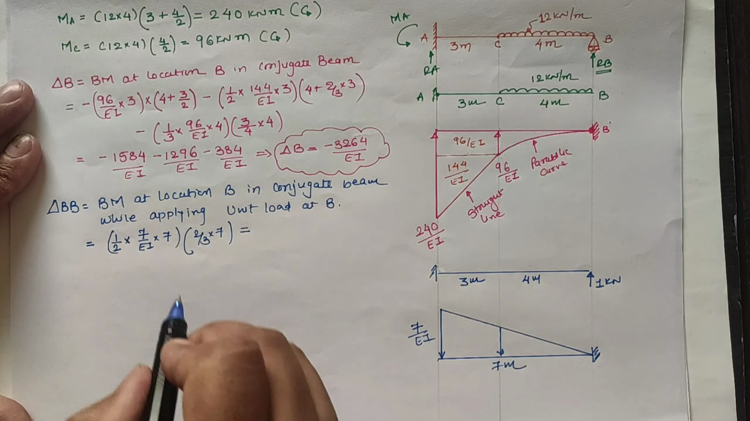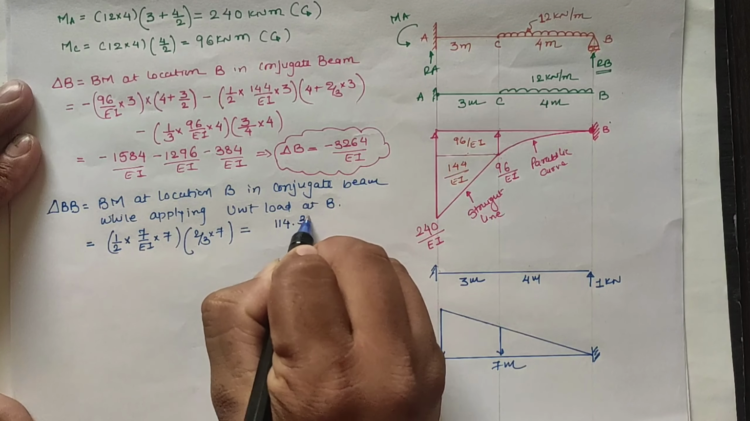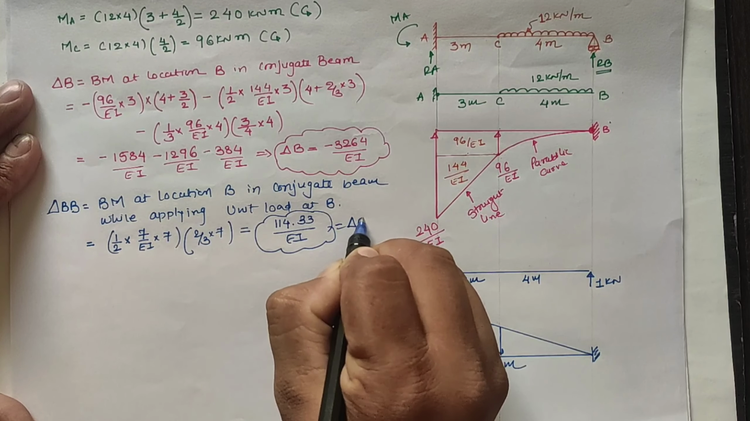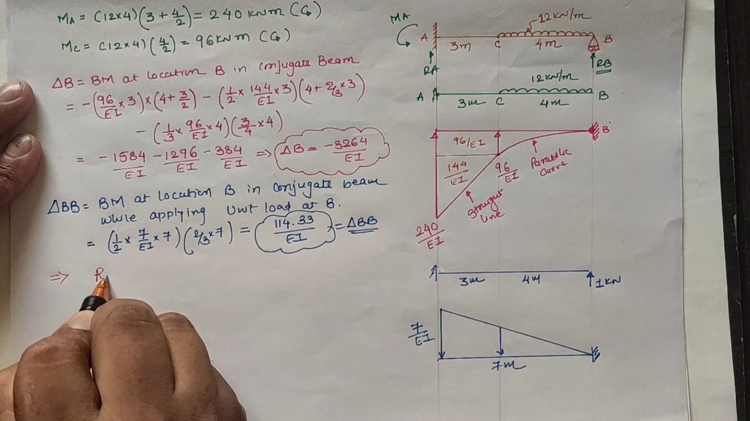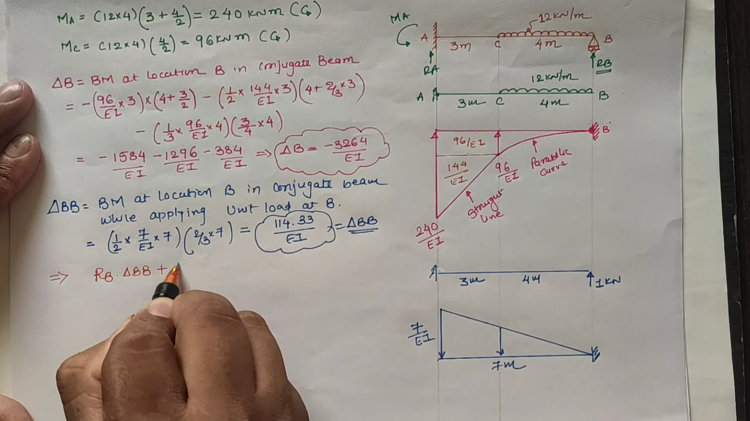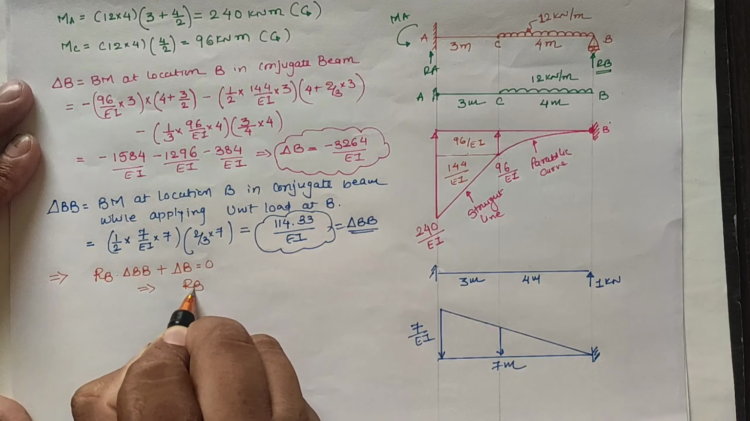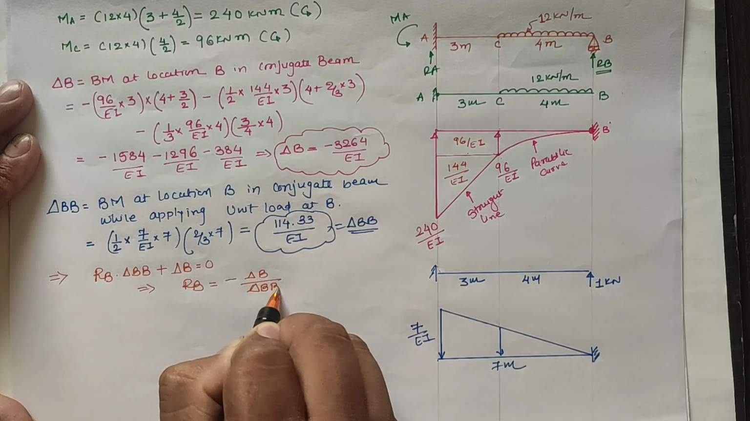Hence the value is 114.33 by EI as delta BB. Now by the consistent deformation method, the reaction at B can be calculated by the equation RB into delta BB plus delta B, which is equal to 0. Hence our RB value is nothing but minus delta B divided by delta BB.